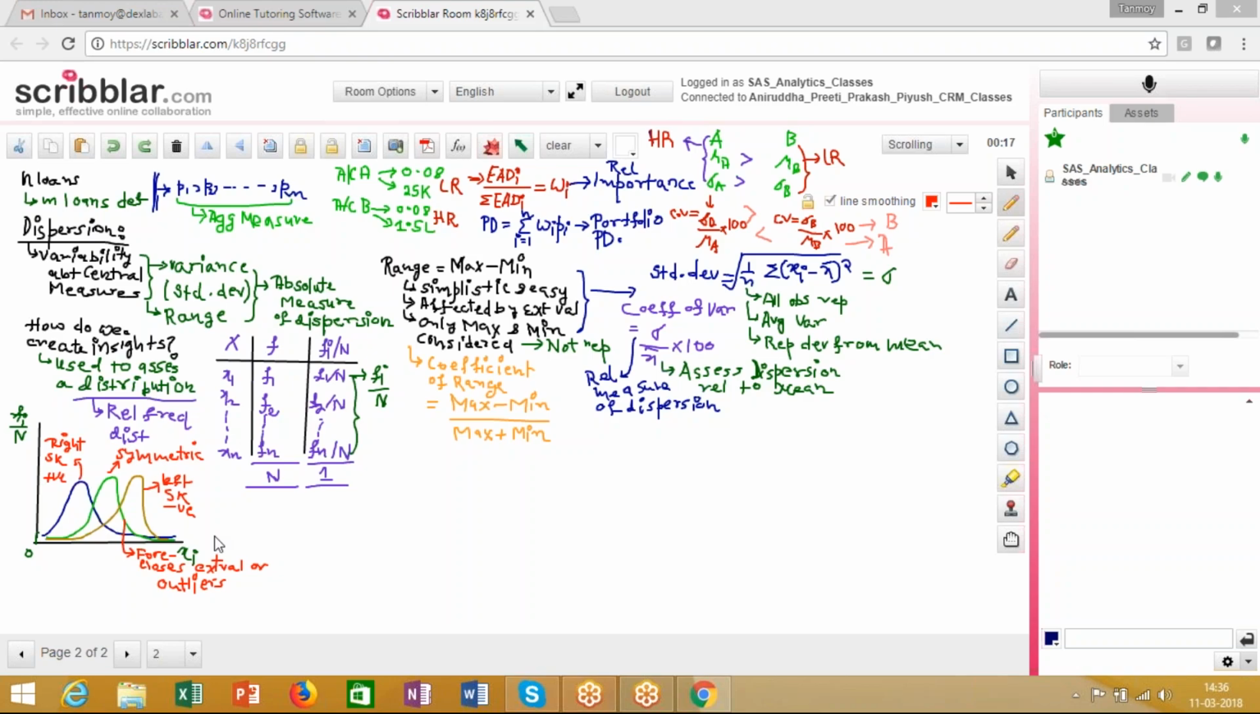Okay, so we'll take up each of the distributions one at a time and then we'll try and explain. So when I take up a right skewed distribution, we'll talk about the cases where we get to see right skewed distributions in the domain of credit risk. So let's start off.